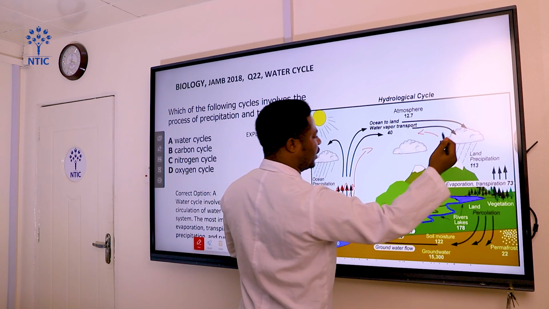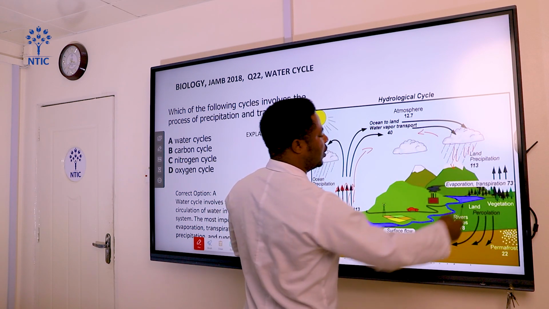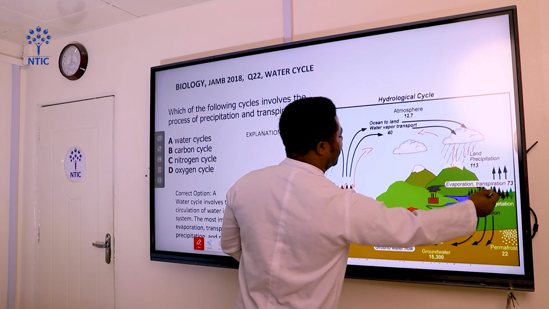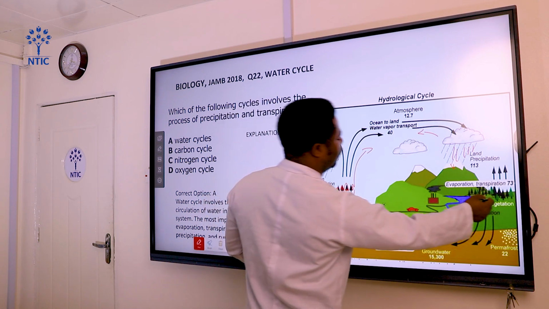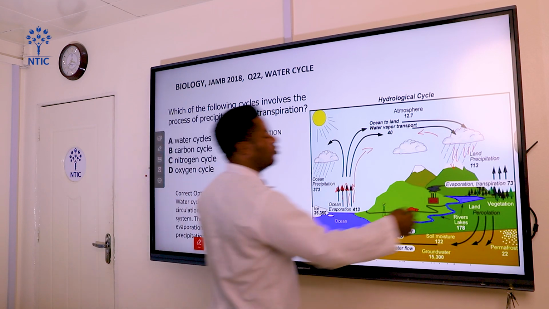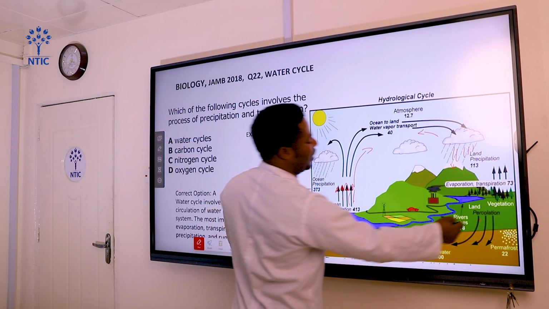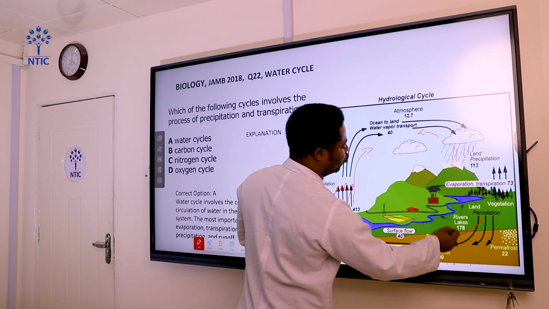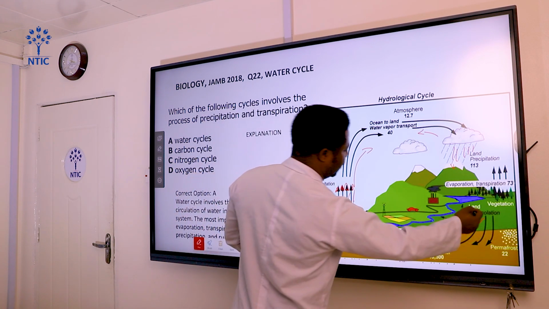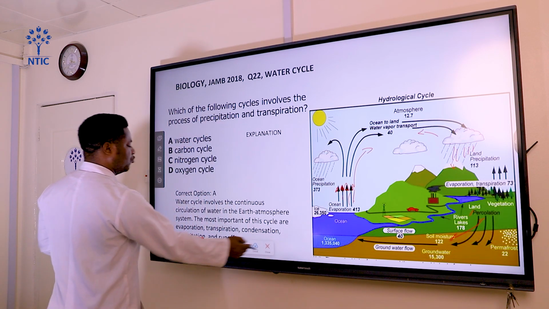And do not forget that as rain is precipitating or falling down, it hits the soil surfaces, it hits the plants, and some of it is absorbed by the soil. The absorption of the water through the soil is known as infiltration. Then, after infiltration, the water has to move to where you have the water bed, or the groundwater. This movement of the water is what we call percolation. Now, let's move to the next question.